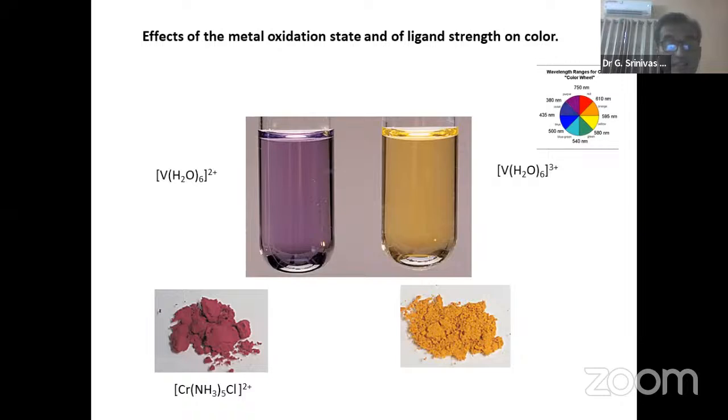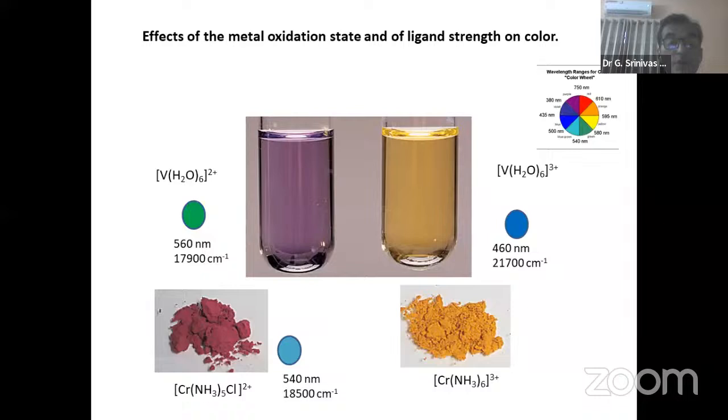Okay. So similarly, look at chromium also. Vanadium's was violet and yellow, and here also it is almost red and yellow type: chromium +2, chromium +3. So this is 560 nanometers, 17,900 centimeter inverse. This is 460 nanometers, 21,700 centimeter inverse. Whereas for chromium it is 540 nanometers, and here 460 nanometers. So crystal field stabilization energy also you can vary.